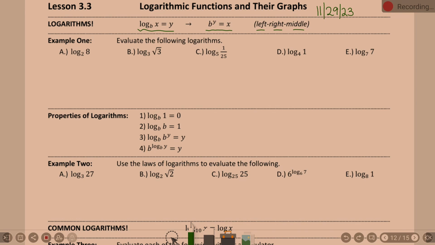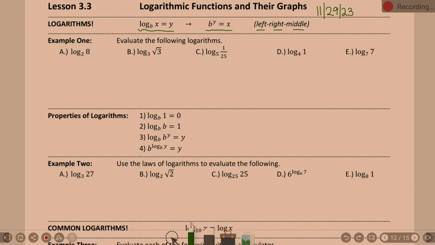Evaluate the following logs. Well, first of all, it doesn't tell me to use a calculator, so we're not using a calculator. There will be some, farther on down the page, where it says evaluate using a calculator, but these actually can't be done on a traditional calculator anyways. Because, what bases are they? Base 2, 3, 5, 4, 7. That traditional log button on the calculator just does log base 10, which we'll talk about down here when we talk about common logs. So we have to have other ways to work these.